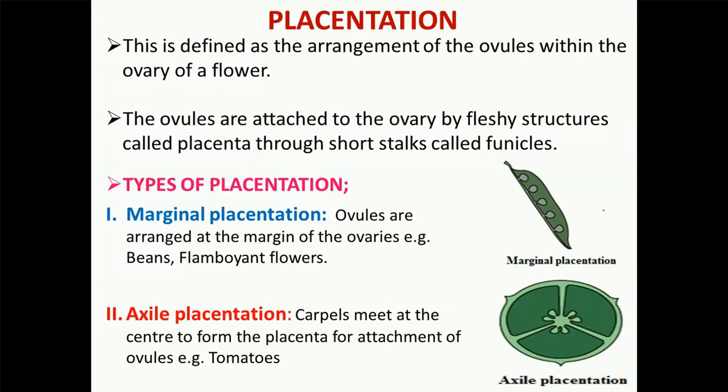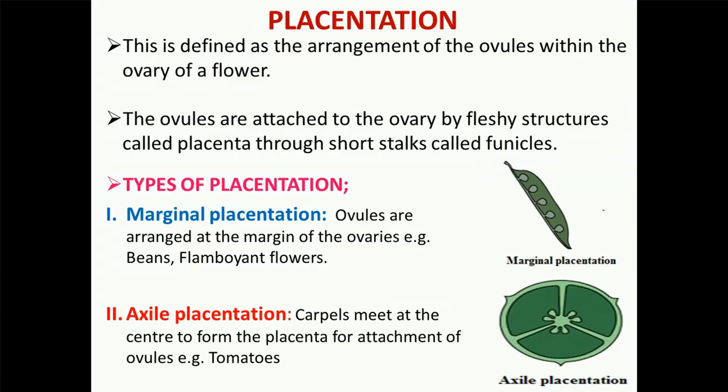Now the ovules are attached to the ovary by a fleshy structure called the placenta. So the fleshy structure called the placenta helps to hold the ovules or attach the ovules to the ovary. So it's like the stalk of the ovule which helps to attach it to the ovary.